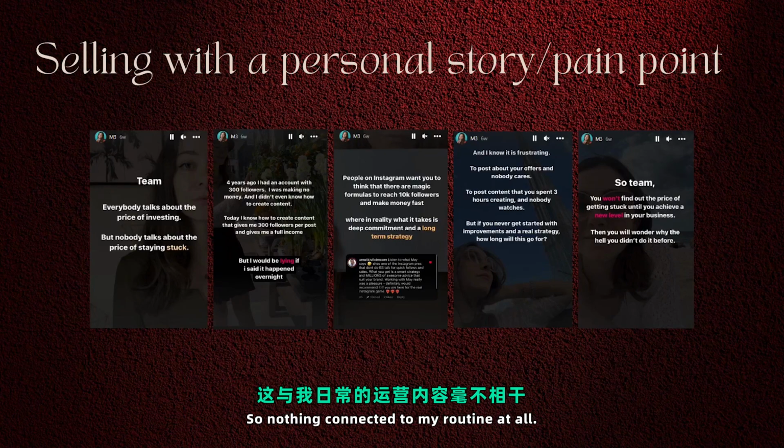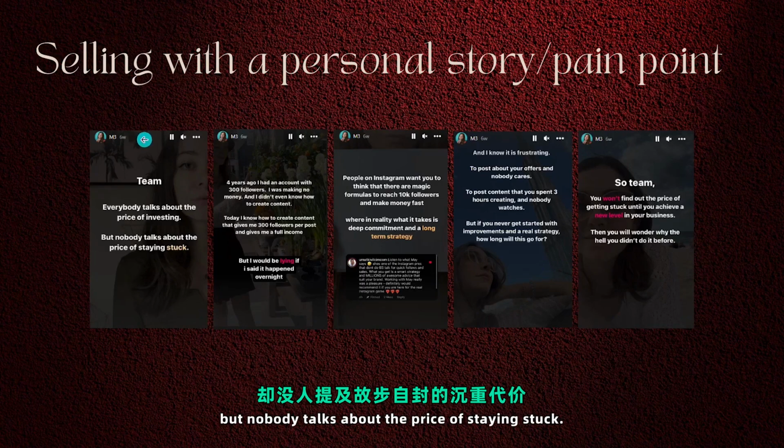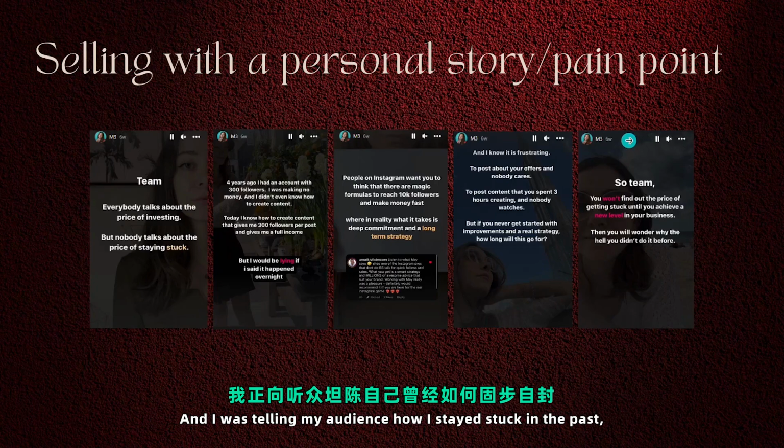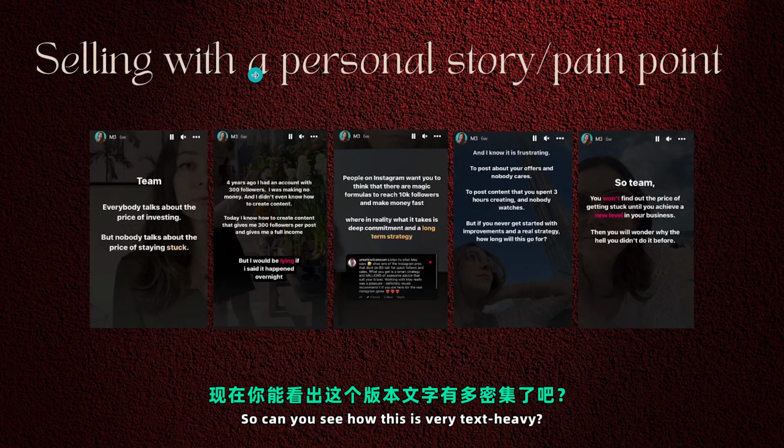So nothing connected to my routine at all. I was just talking about a story from the past, right? Everybody talks about the price of investing, but nobody talks about the price of staying stuck. And I was telling my audience how I stayed stuck in the past because I was making the same mistakes over and over again. So can you see how this is very text heavy?